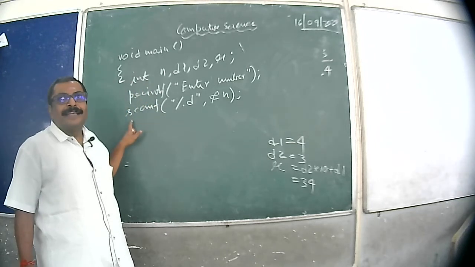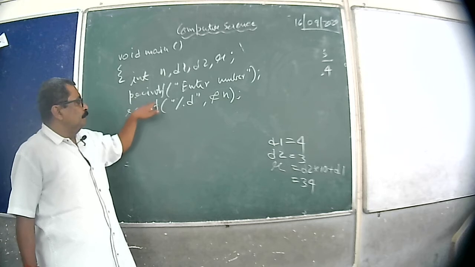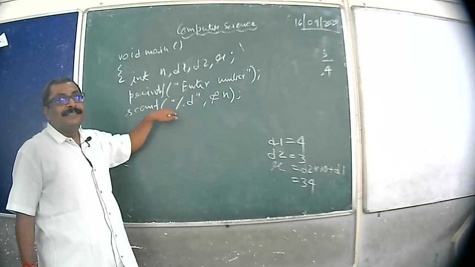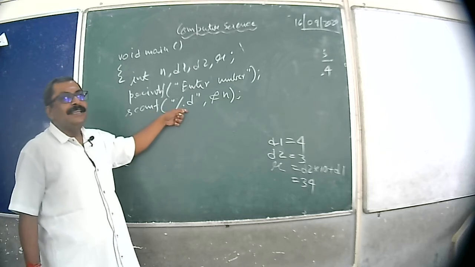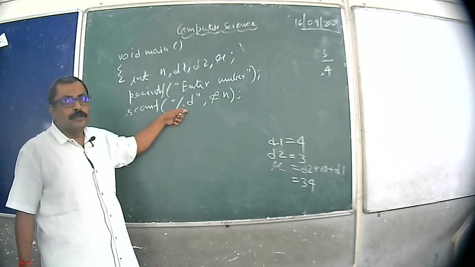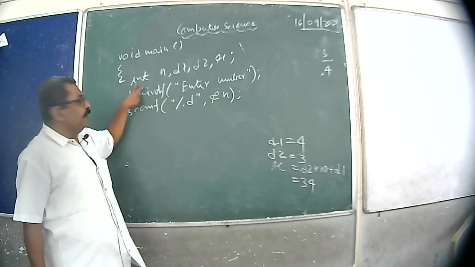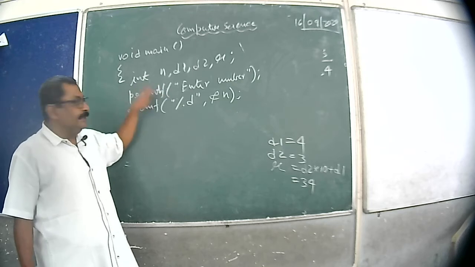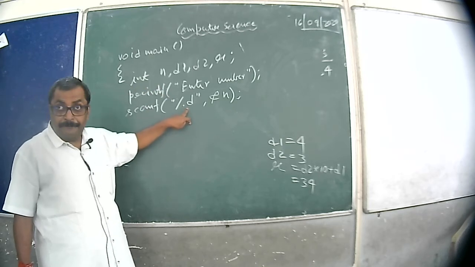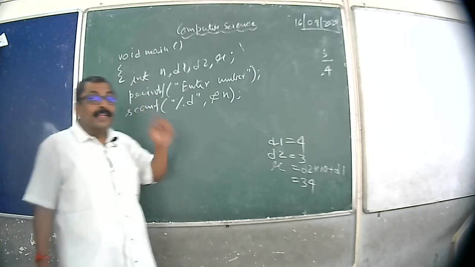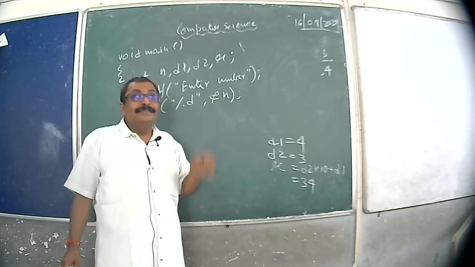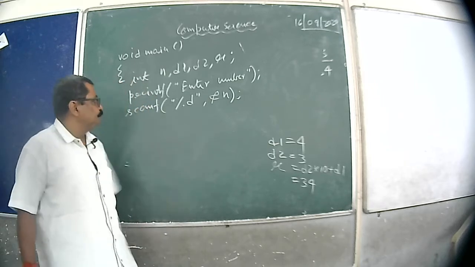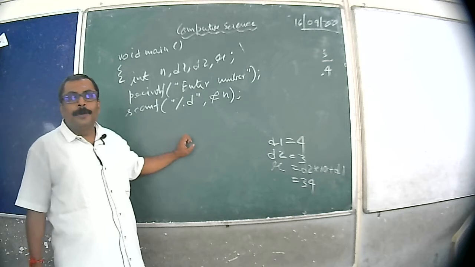The scanf function is used for accepting the number. Scanf, open parenthesis, within double quotes percentage d. What for? Percentage d indicates an integer type of variable, so that should be tallied. If you declare int, you have to give percentage d. If you declare float, then you have to change to percentage f. You are giving an instruction to the compiler that you are accepting integer type data, nothing else. So the first part is over.